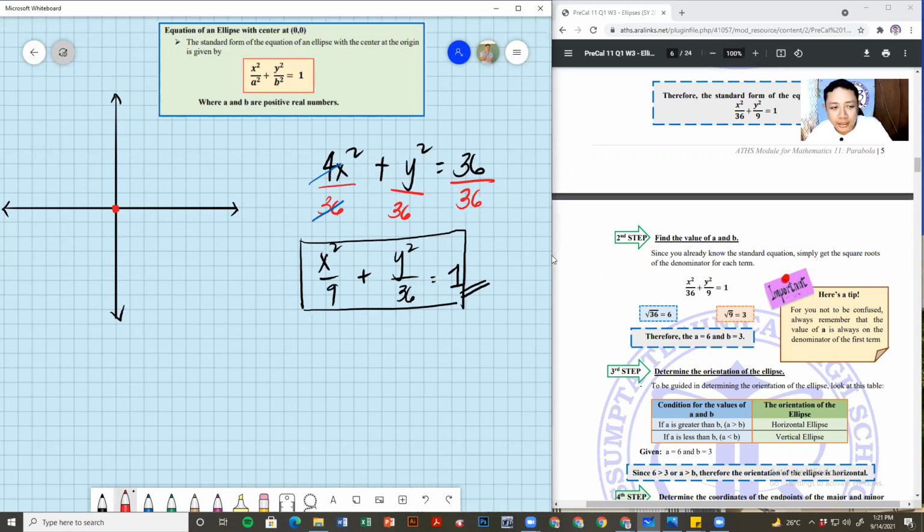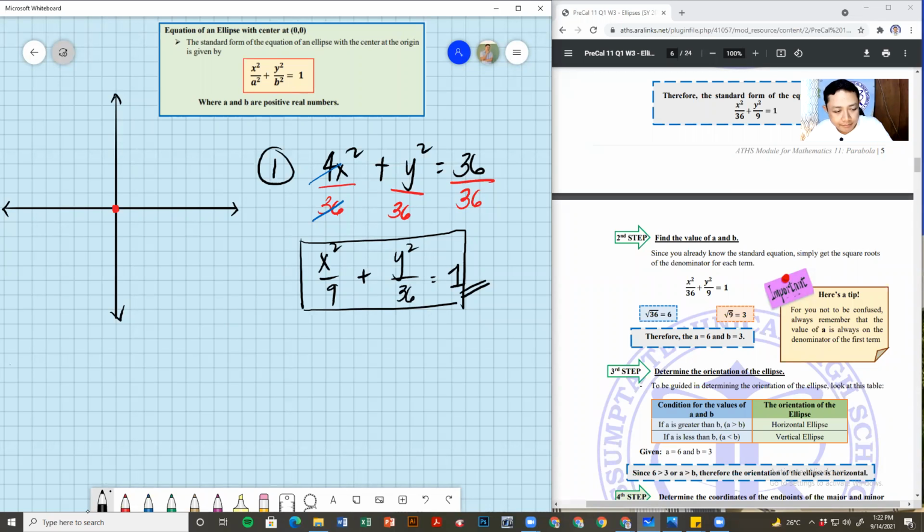Now, for us to identify if it is a vertical or horizontal ellipse, the first thing to do is to find the values of A and B. As you can see in the formula, A is the number below x squared, and B is the number below y squared. The values of A and B are the next things we need to identify. So to find A and B, this is our first step.